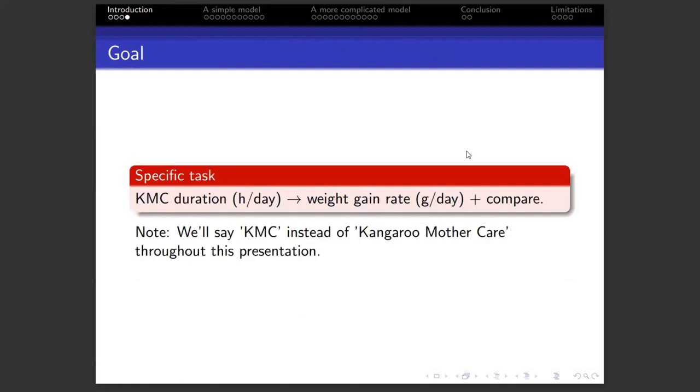In particular, for a given number of hours of kangaroo mother care per day, we will determine the weight gain rate of an infant, which is measured in grams per day, and compare our calculation with the data set that we found. Also, from now on, for simplicity, we will say KMC instead of kangaroo mother care.